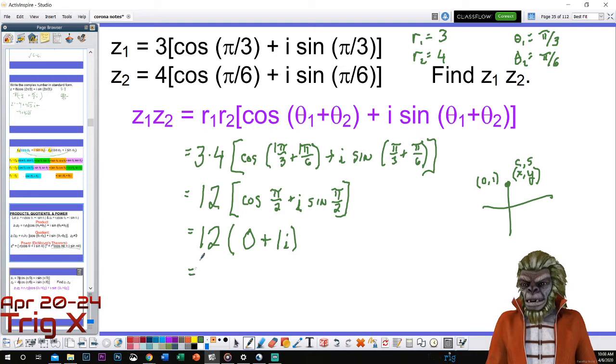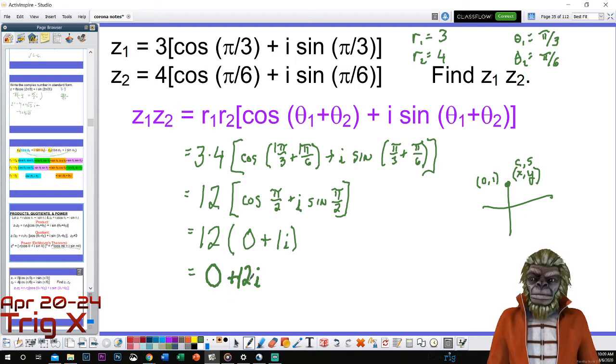Now that I have that, I can go ahead and distribute through that 12. I personally like to keep the 0 there, even though you don't really need it. And then 12 times i is 12i. I keep the 0 there just in case I have to graph this point. If I have to graph the point, that way I know that it's the point (0, 12), and I don't accidentally go the wrong direction. Alright, so that's it. That's the answer in standard form.